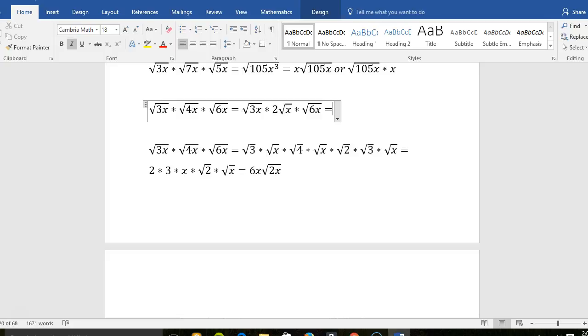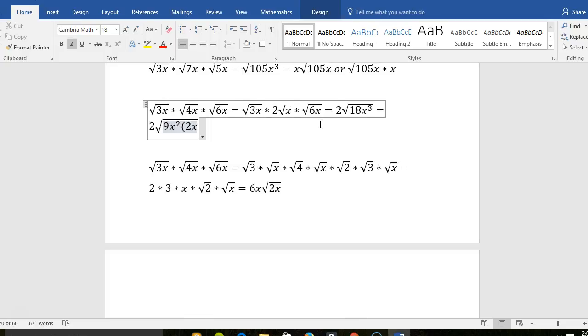So now what we've got here, now that 2 is just going to stay out. And that 3x times x times 6x, yeah, that's 18x cubed. We're not home free yet. But now the thing to do is, from that 18x cubed, take out 9x squared, and then that's going to be 9x squared times 2x.